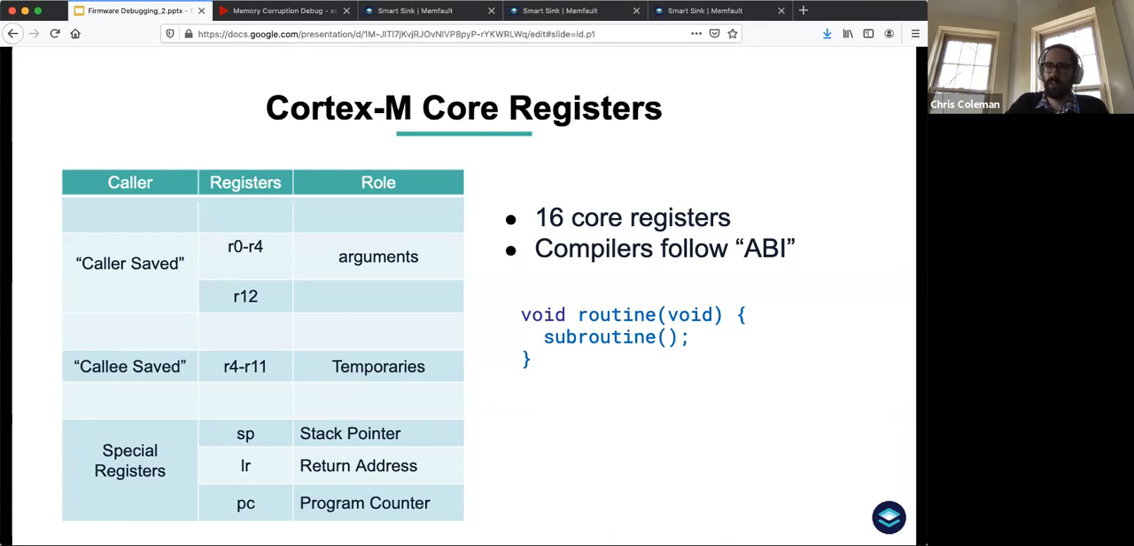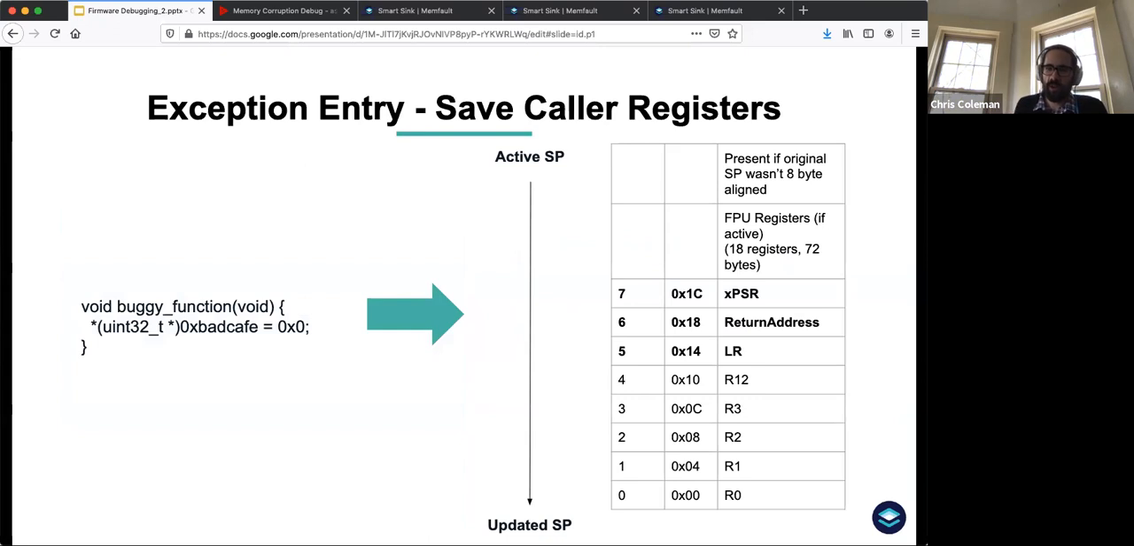And so with those two pieces in place, what we can do is see how those map over to our hard fault handling logic in general. So we're back to that initial example, buggy function. We do this bad write. And the first thing that happens is the hardware detects the fault, it intercepts it, and it saves those caller and special registers to the stack that was active. And so on the right, you'll see a representation of that, where we've pushed R0 through R3 and R12, the caller saved registers.